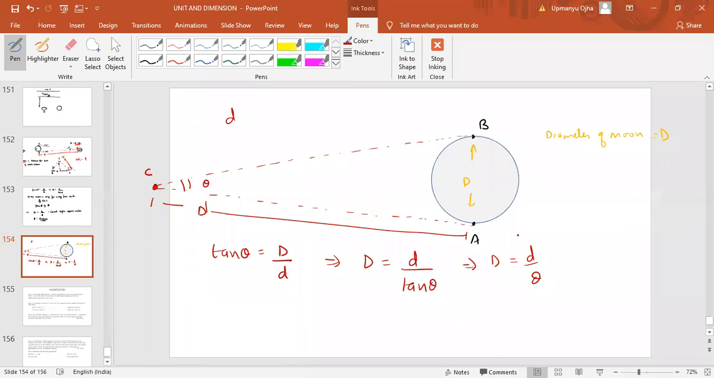In this way, we can find the diameter of any heavenly object like Earth, Moon, Sun, or any star which we have to find. So this is also a parallax method. Did you get this or not?